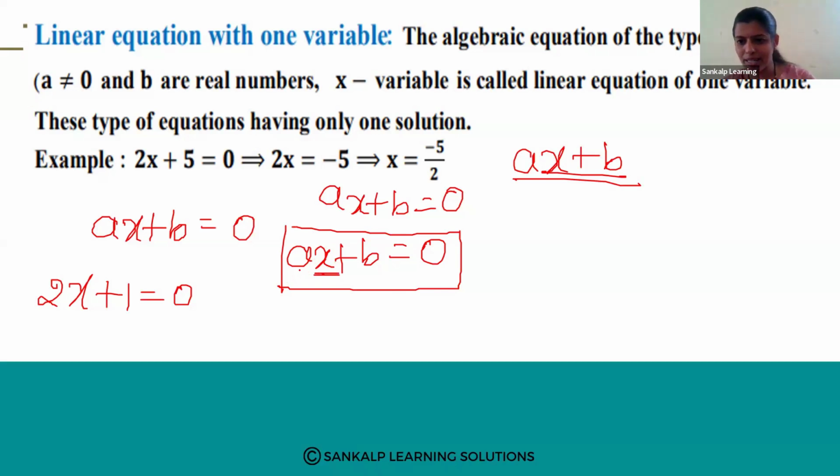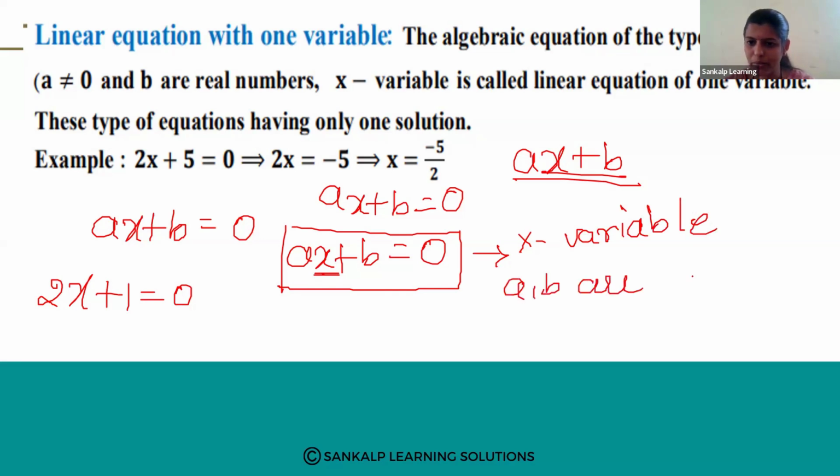There is only one variable, not two variables. Therefore, we call this a linear equation of one variable, right? So x is a variable here, and a and b are real numbers. So remember, my dear children, a, b, c are real numbers in the equation.